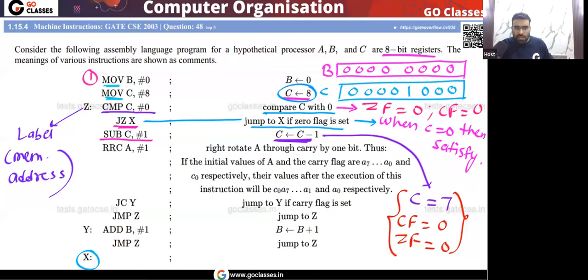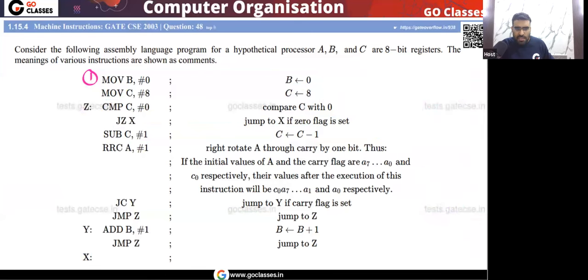Now let's go to the next instruction. So you can easily see so far what has happened. You just remember one thing, that this Z instruction will be satisfied when C equal to 0. Okay. So this will be satisfied when C equal to 0. This is the one thing.